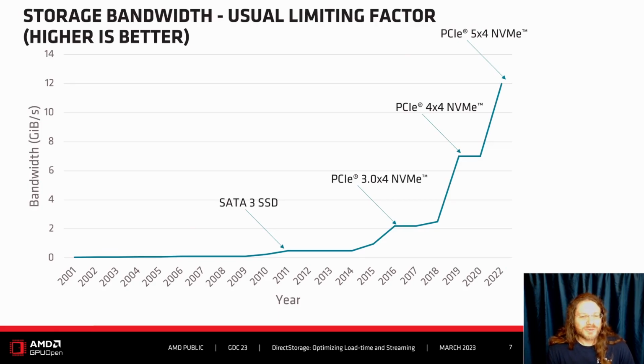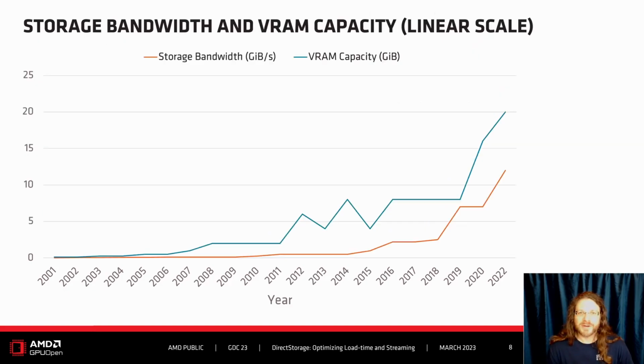However, currently the most usual limiting factor as far as the interfaces between all these devices happens to be the PCIe bus from the storage device to the system memory. On the left-hand side, we can see the bandwidth is in gigabytes per second. With modern PCIe 5.0 x4 NVMe devices, we can see that there's approximately 12 gigabytes per second available. However, the most recent ones that have shipped are in the 9 to 10 gigabytes per second range. This is what we'll be using for the remainder of this talk.